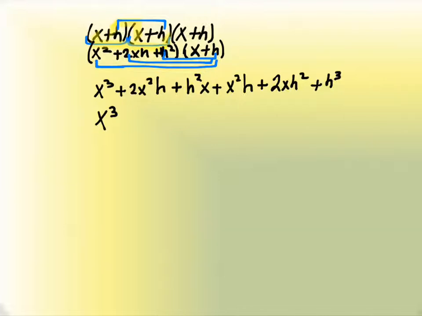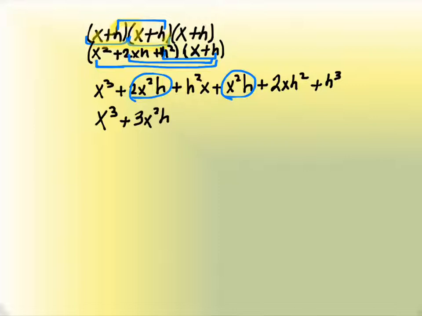Now, x cubed is the only x cubed in there. But what else do you see? Things that sort of go together. X squared h goes with the 2x squared h. You guys good with that? So how many x squared h's do I have? I have 3 x squared h's.